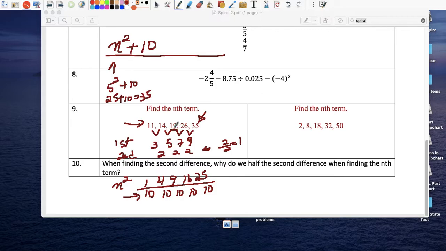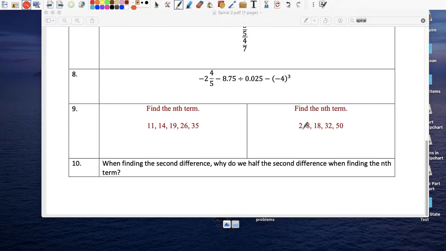My third term is 19, so let me substitute 3 over there. I get 3 squared plus 10. 3 squared is 9, and then plus 10 gives me 19. So this appears to work. The reason we stopped here is because when I take the first difference, it's 0, 0, 0, 0. So that's not really a linear sequence here.